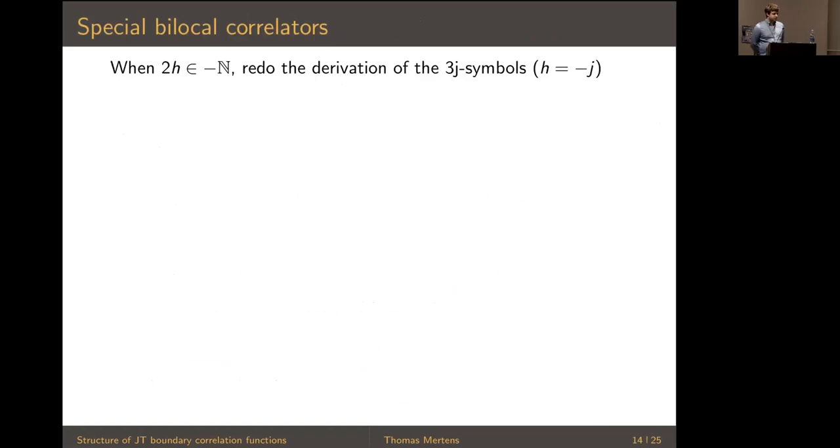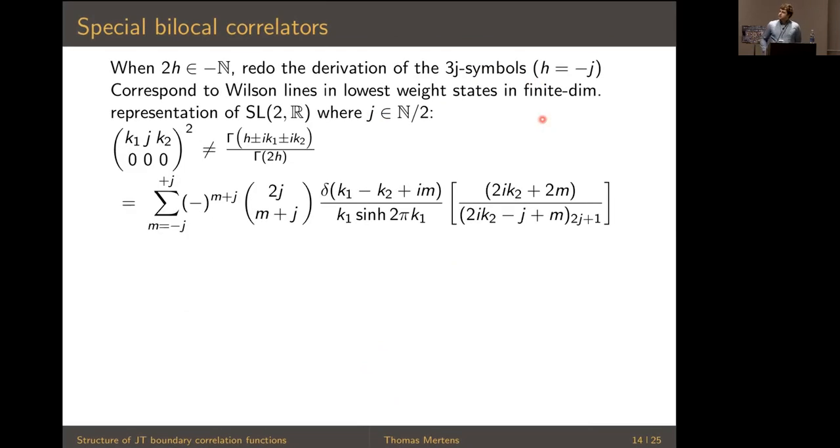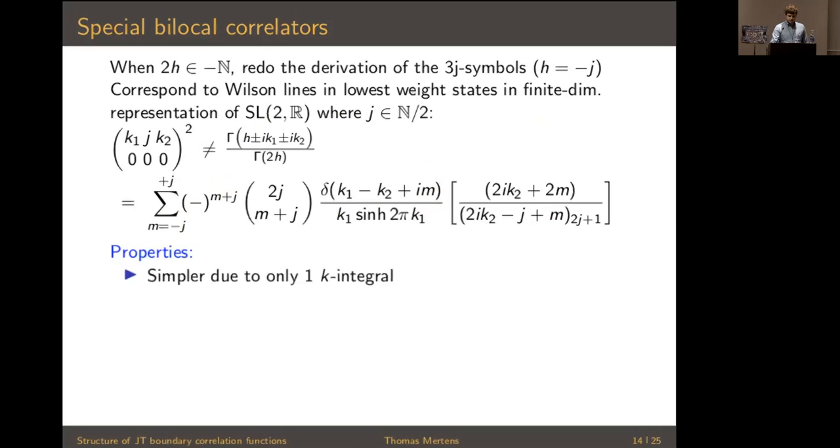What we actually need to do is redo the derivation of these 3J symbols, because in this case, they would correspond to Wilson lines, again in lowest weight states, but in other representations, in the finite dimensional representations of SL2R, where I use the spin label J, which would be minus H. So these 3J symbols are not these gamma functions now. You can write them explicitly like this. So there's a sum over an additional index M. The most important point is that there are these delta functions that indeed enforce a relation between the two K labels that we had previously. And of course, this makes the answer simpler, because you now only have one K integral to do instead of 2.